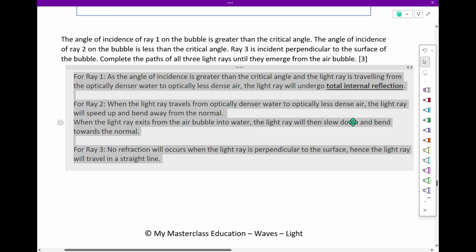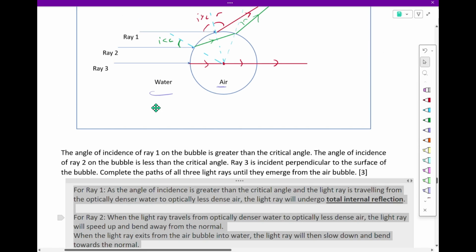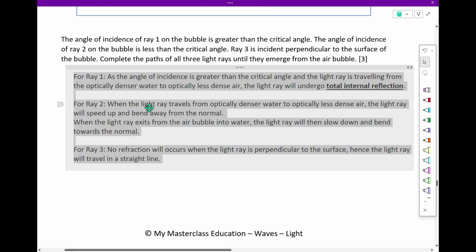What happens? You notice that you always want to talk about speeding up or slowing down. You want to talk about bending away or bending towards the normal. As long as you travel from A to B, you always talk about these 3 points. From A to B, speed up, slow down, bend towards, bend away. Always need to have these 3 parts. Then for ray 3, because your light ray, not angle, light ray is perpendicular to the surface, no refraction occurs, you just travel in a straight line. Okay, so do take note about all this. These are all the key explanations for all the refraction of your light.